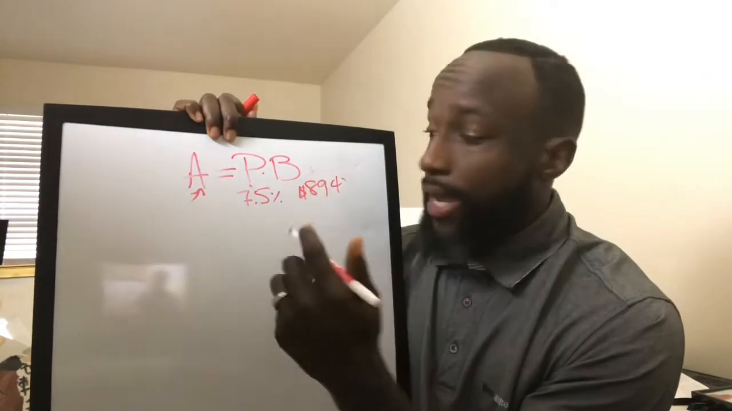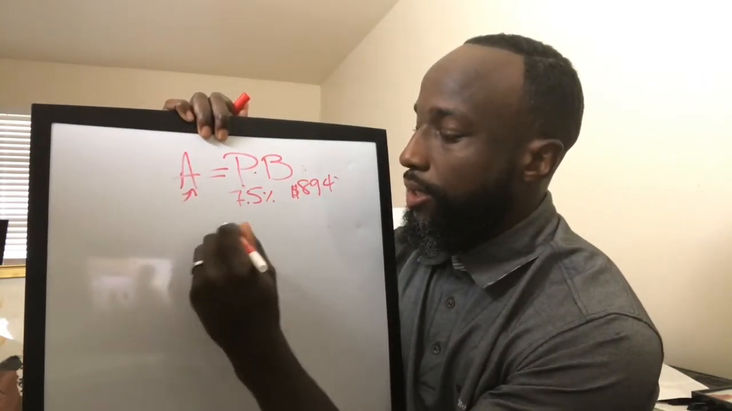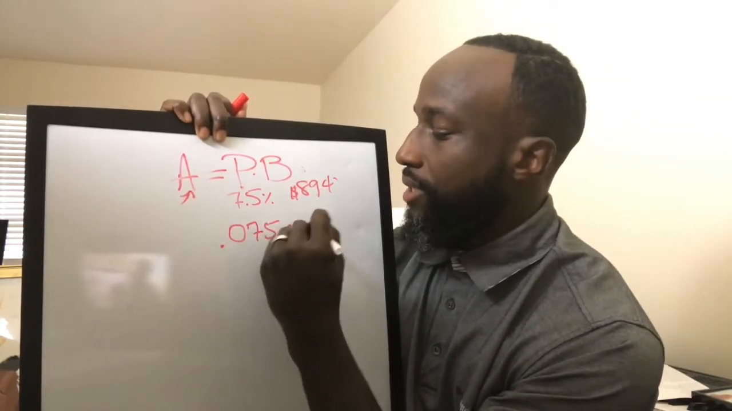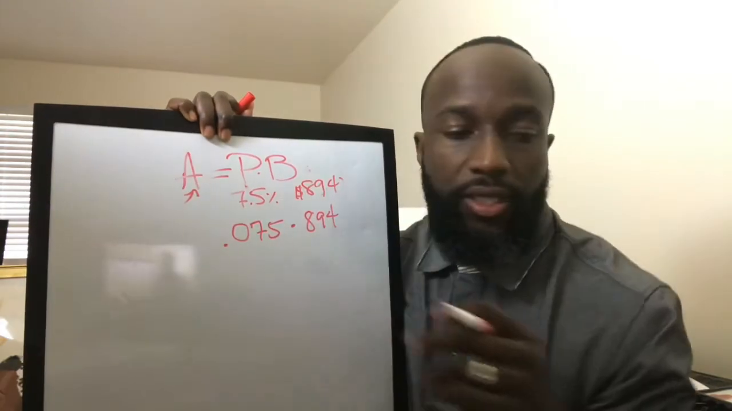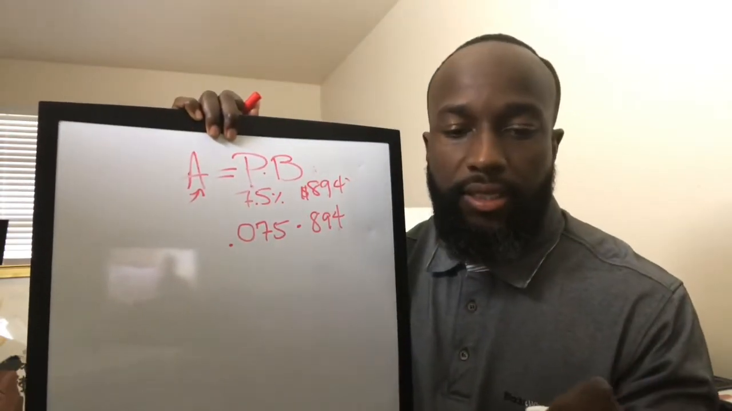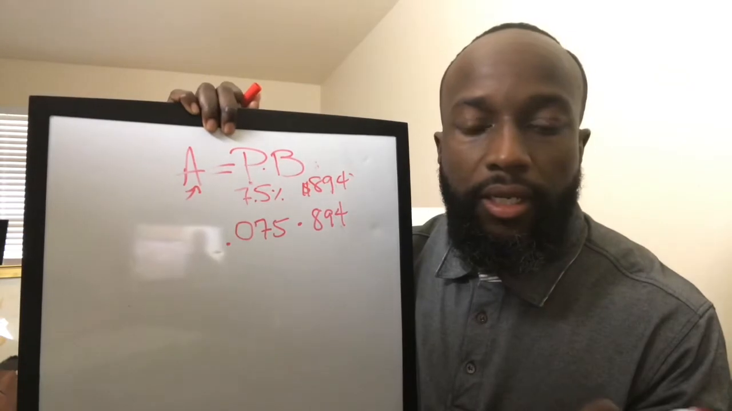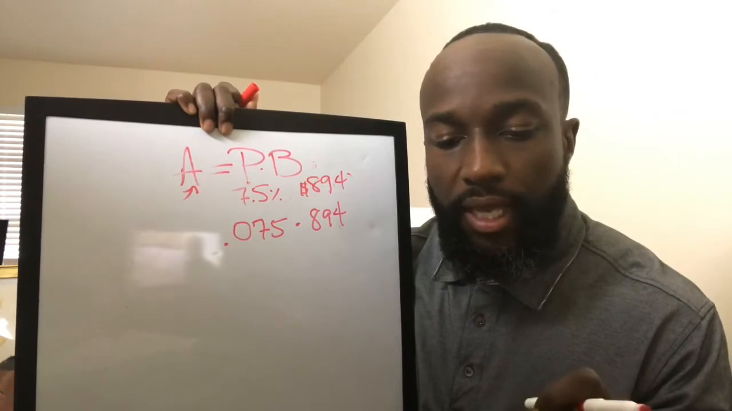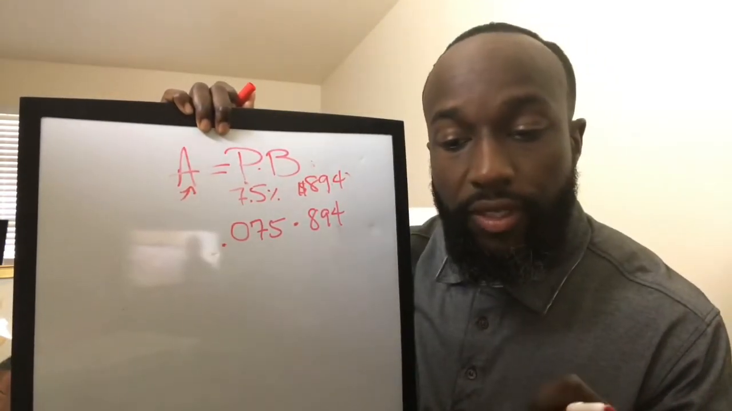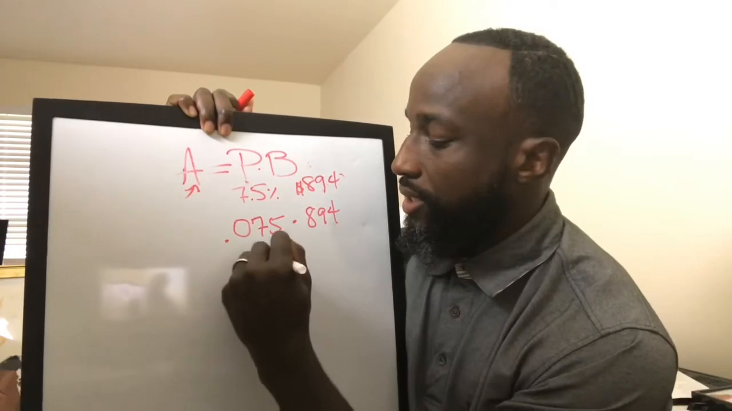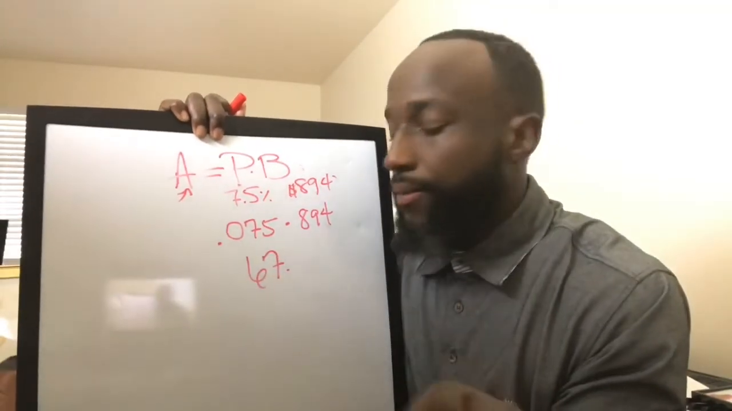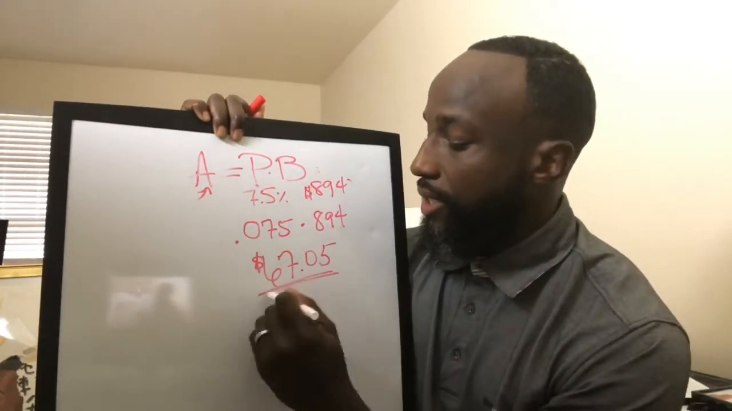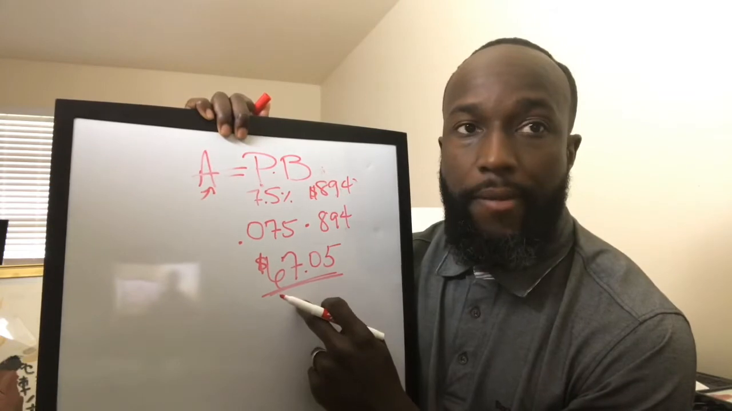But anyways, we want to know what the sales tax is going to be, and so let's do the math. The taxes will be 0.075 times 894. That's going to let us know what our sales tax is. So here we go: 0.075 times 894 gives us $67.05. $67.05 is what the sales tax is going to be. So this is how much we're paying in taxes, right?